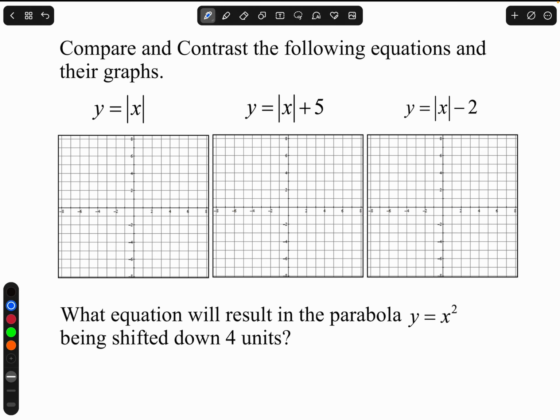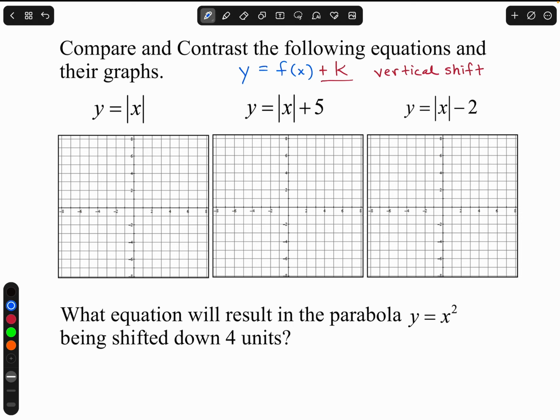So the first transformation we're going to look at is when we have a function, it could be any function, but what happens when we add something to it? Last year in Algebra 2 we talked about it being the k value. So this is going to cause a vertical shift. It means we're going to move our graph up and down however many units we have for k.